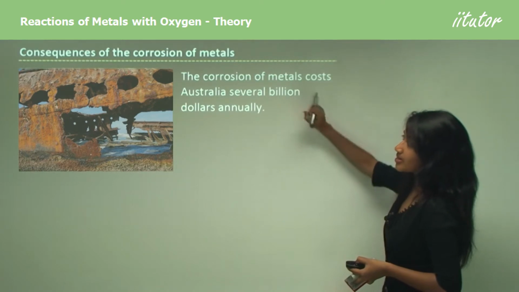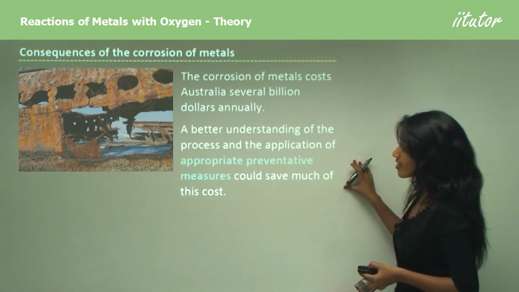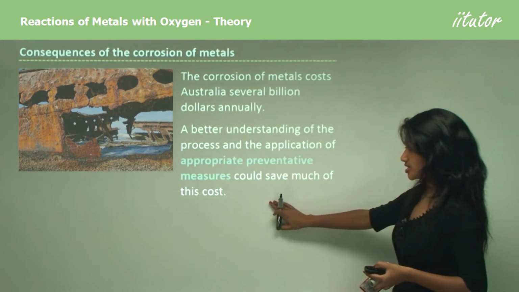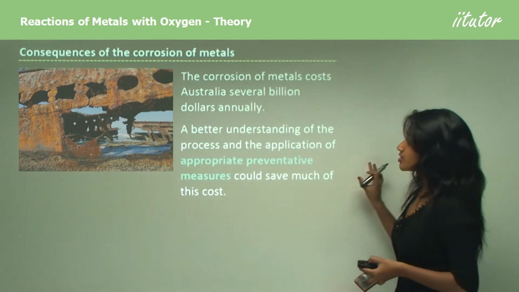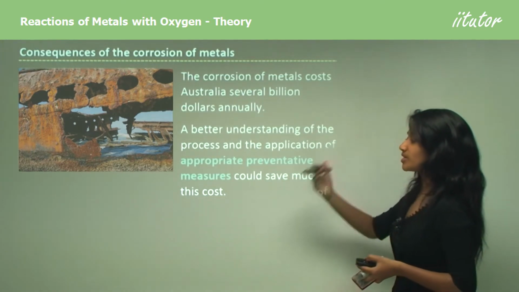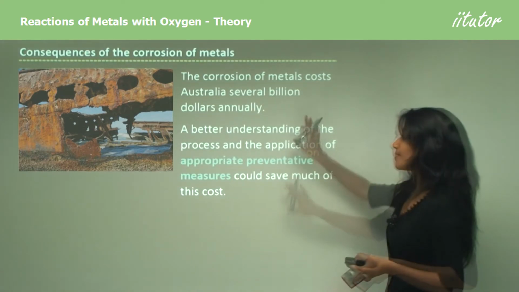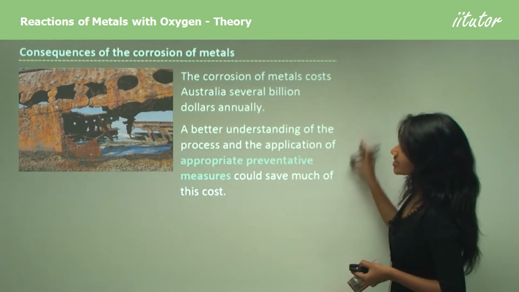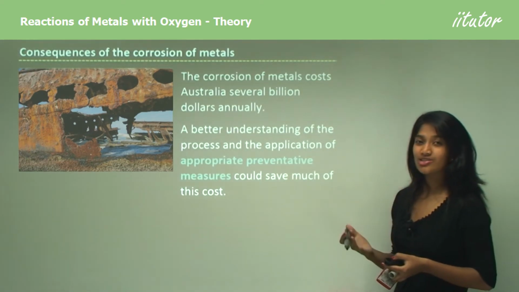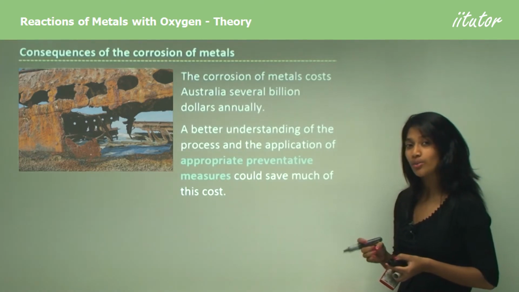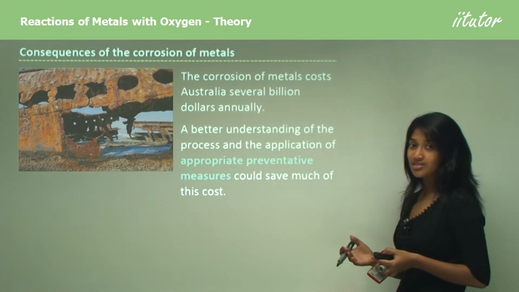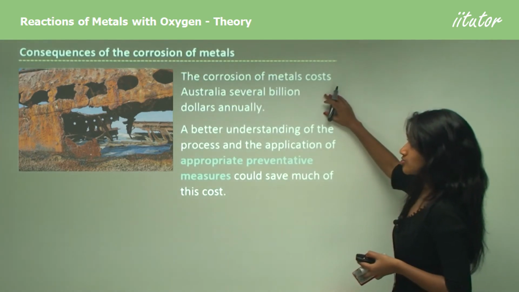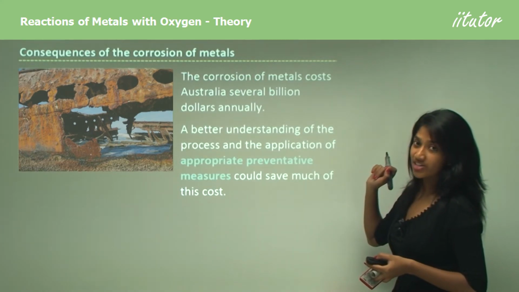It has very bad disadvantages as well. A better understanding of the process and the application of appropriate preventive measures could save much of this cost. So clearly, Australia could benefit from appropriate preventive measures to make the corrosion of metals less costly economically. And this is something you would write for your extended response, where they're asking for social or economic disadvantages or effects of corrosion of metals. You would provide this as your answer, talking about Australia and its economic disadvantages due to corrosion.